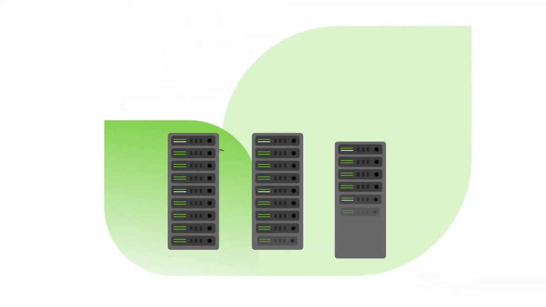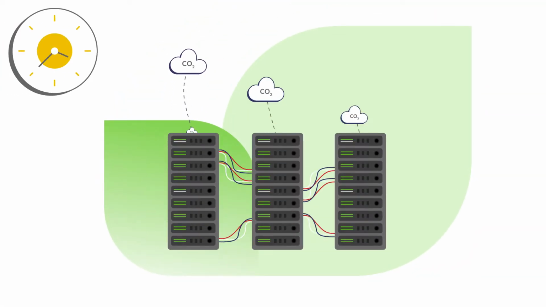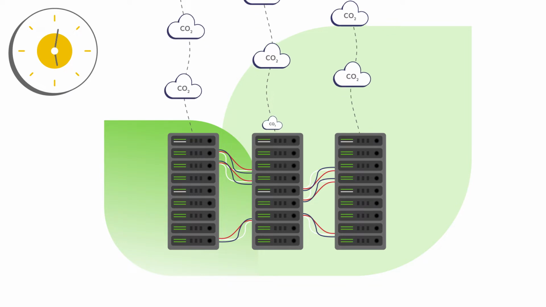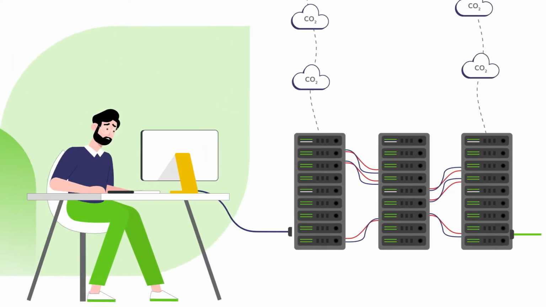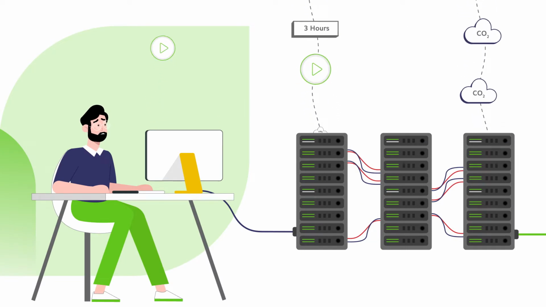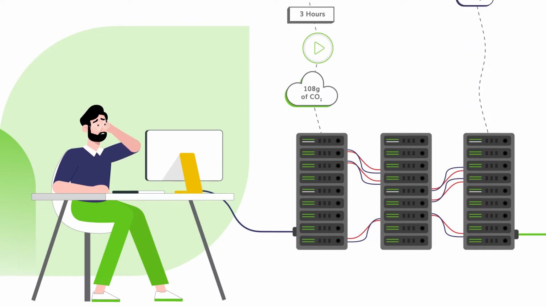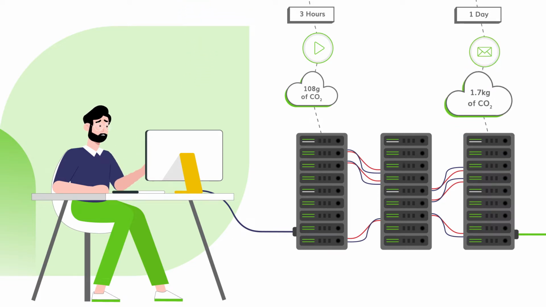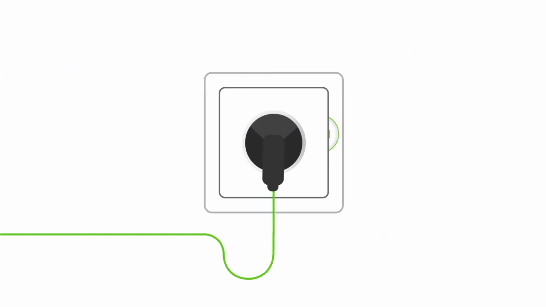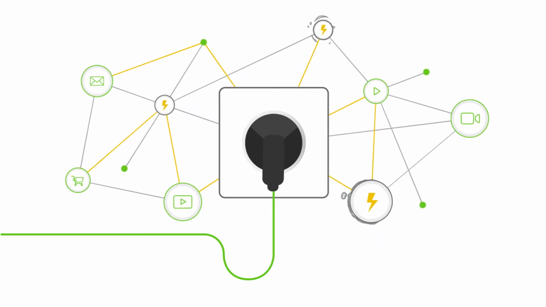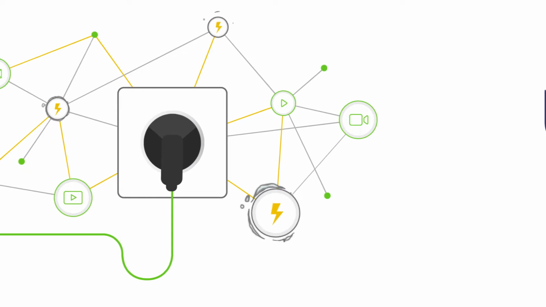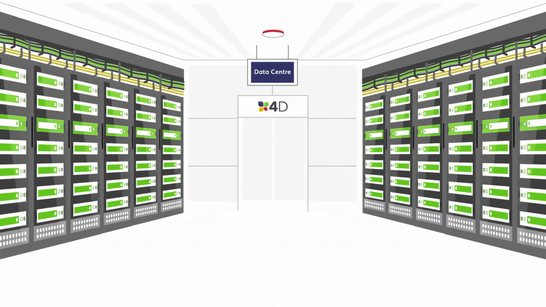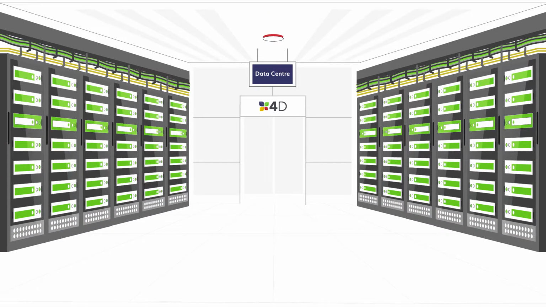Let's face it, running your IT systems 24/7 could be done a lot more efficiently, saving you money and helping the environment. It's estimated that 3 hours of video streaming can produce over 100 grams of CO2, and one day's emails generates 1.7 kilograms. Any online activity requires power for servers to run, and your IT contributes to this energy consumption. Thankfully, data centers are working hard to improve the sustainability of digital activity.